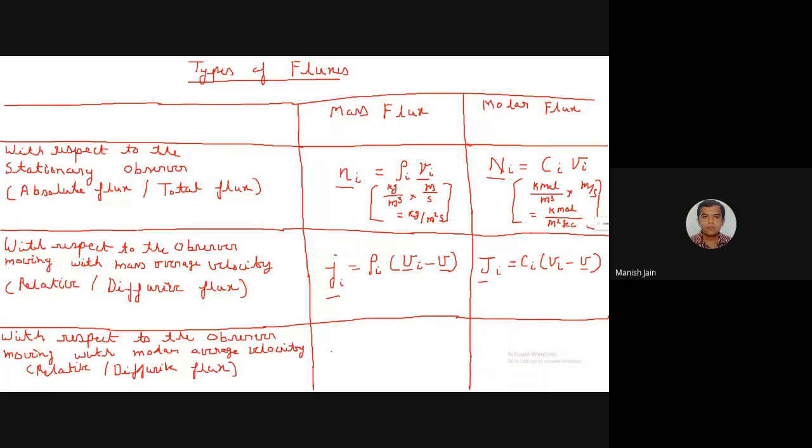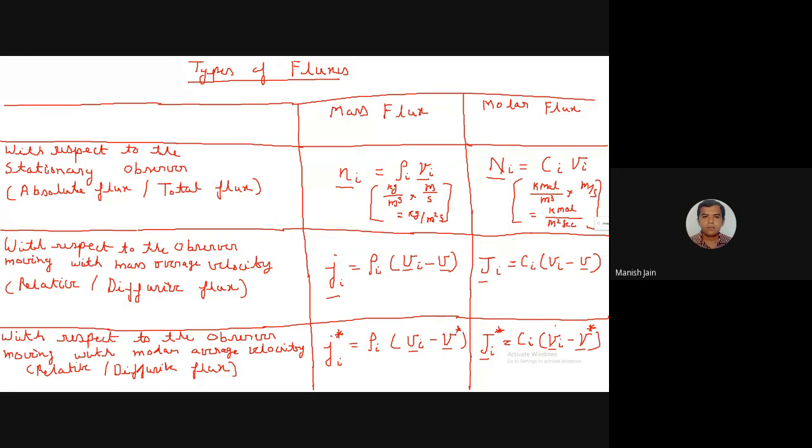Now, in case of the observer moving with the molar average velocity, it is represented by ji star. So ji star equals rho i multiplied by Vi minus V star, where V star is the molar average velocity. Similarly, capital Ji star is represented by Ci multiplied by Vi minus V star, where V star is the molar average velocity.